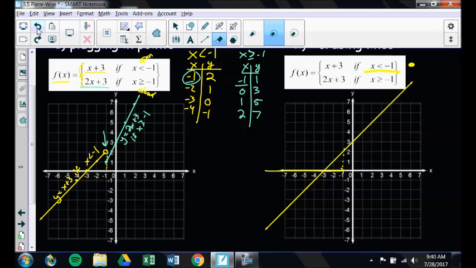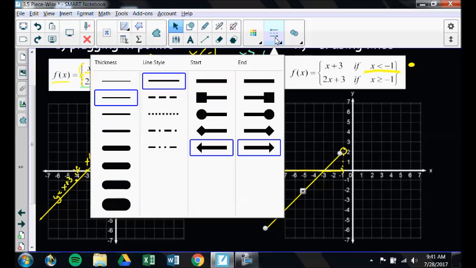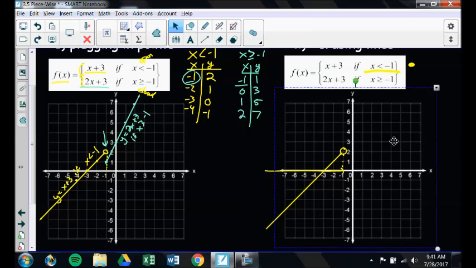So I am going to make this an open circle, because it's not equal to, and all of this I erase. For me, instead of erasing, I just kind of shrink it down. And then I'm going to change the endpoint, like this. Yeah. That is the first piece of the line.